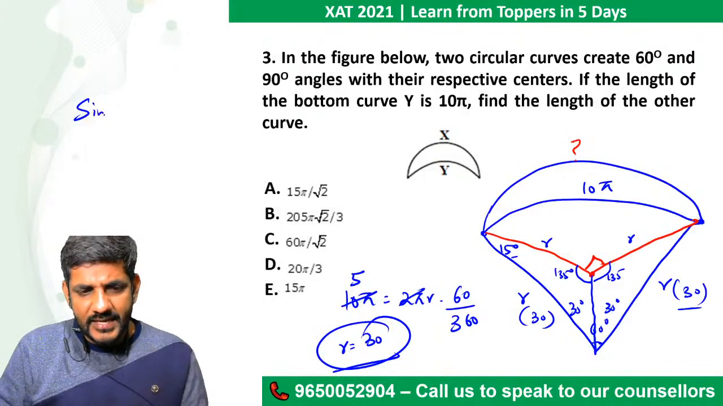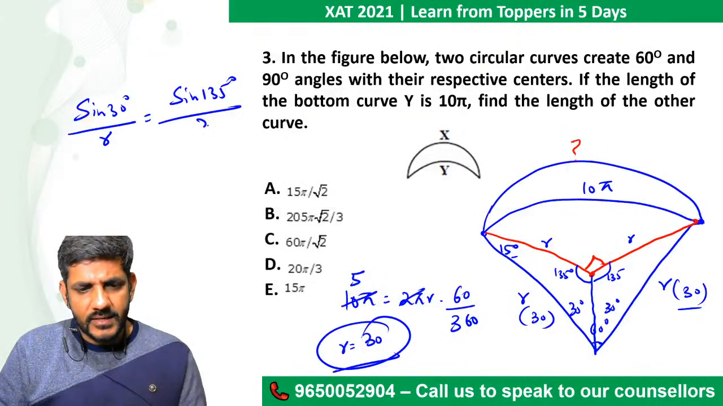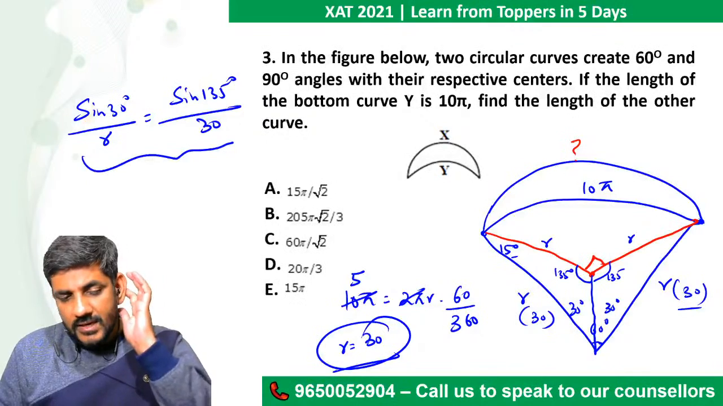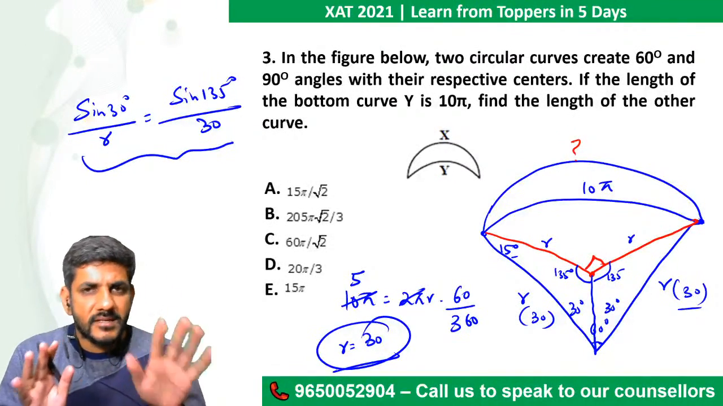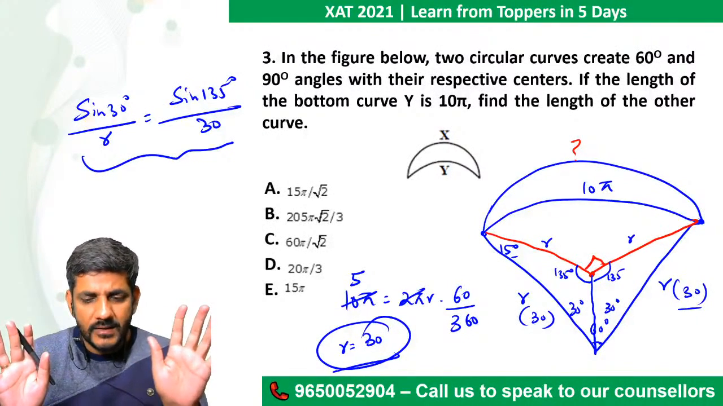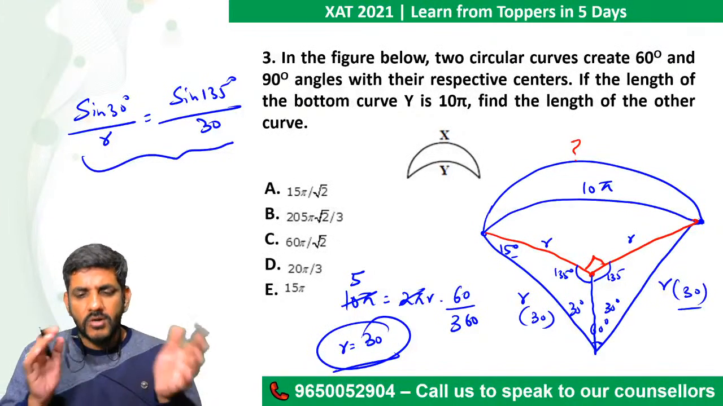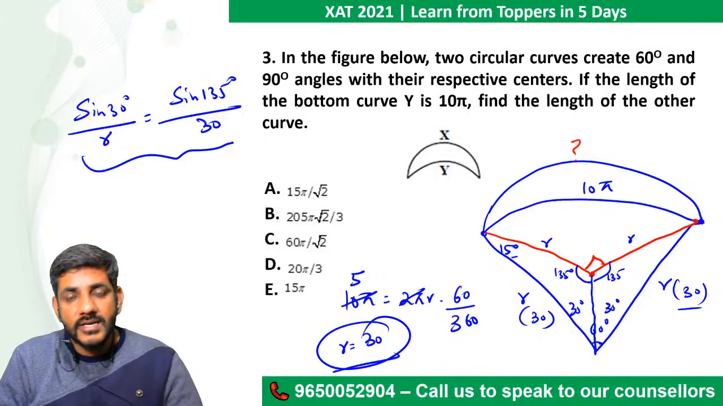Here we can say sine 30 by R is equal to sine 135 by 30. By using this, I will get the value of R, and from there I'll get the length of this. But I'm not going to complete it. For me, this is a difficult question. I would not do this question in Z. I would not suggest any student to do it, because this requires the sine rule, first of all. This requires some construction as well.